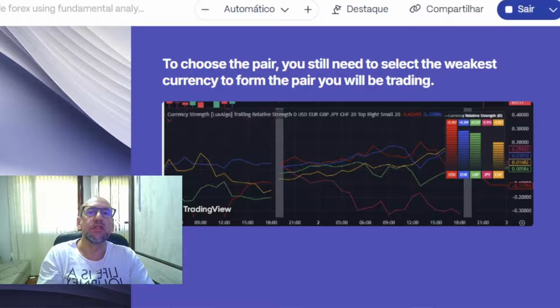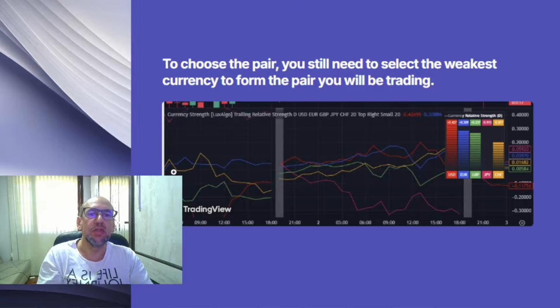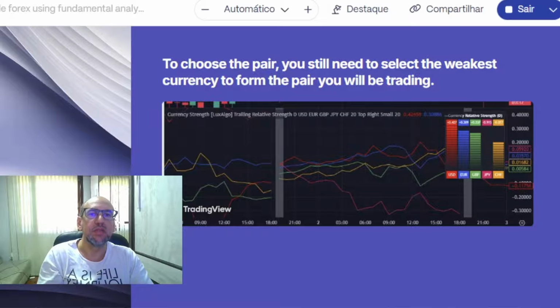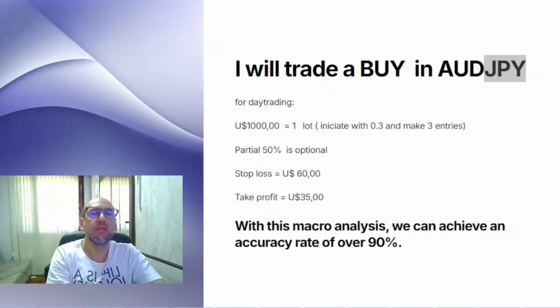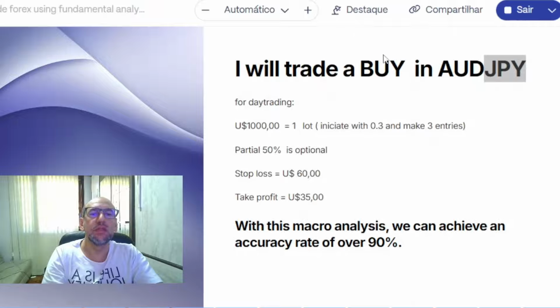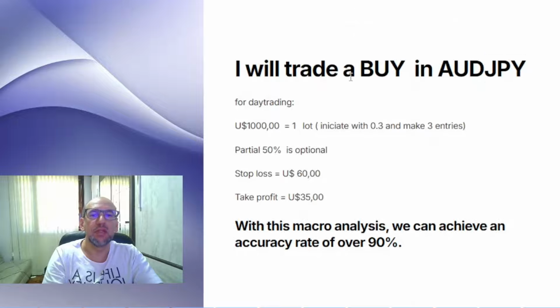This indicator is called the currency strength meter. You can find it in TradingView. On this day, JPY was the weakest. I can trade a buy in Aussie. I will trade because it's the strongest against the weakest currency for that day.